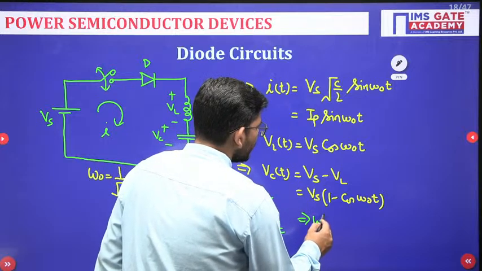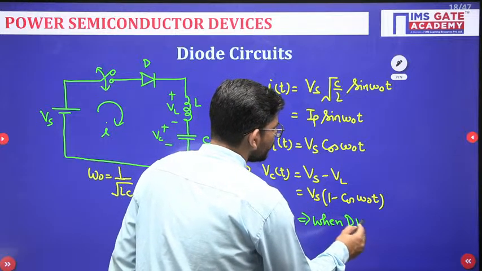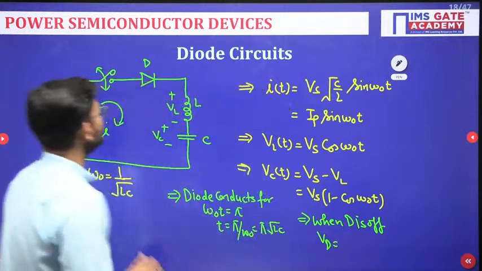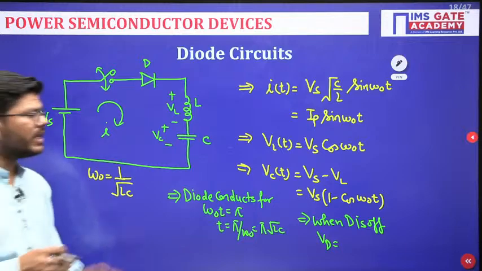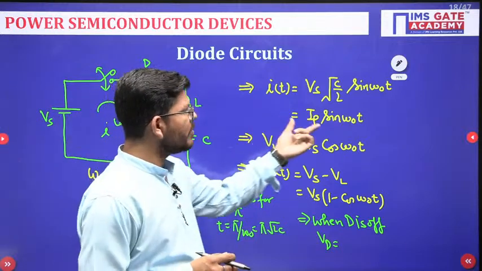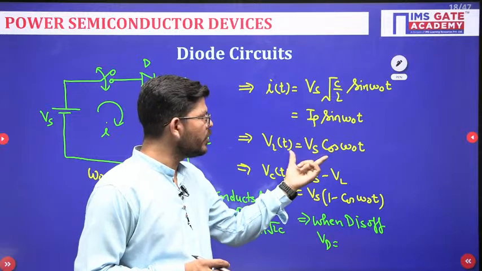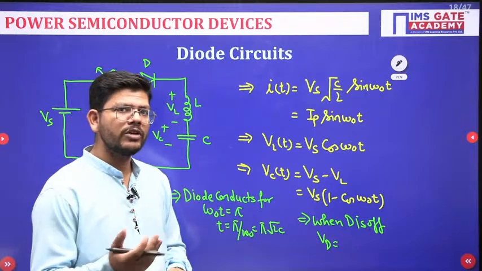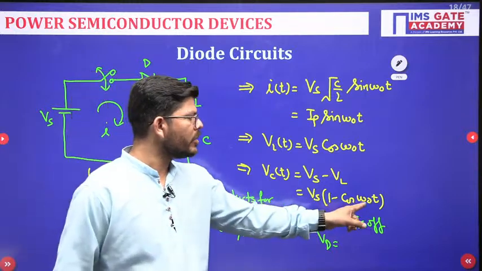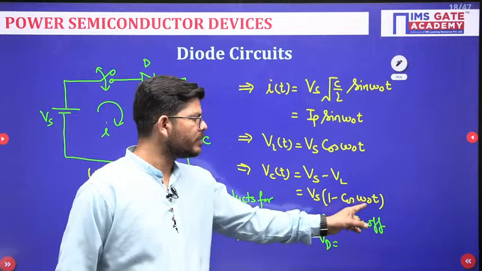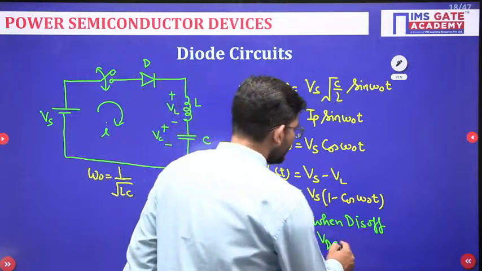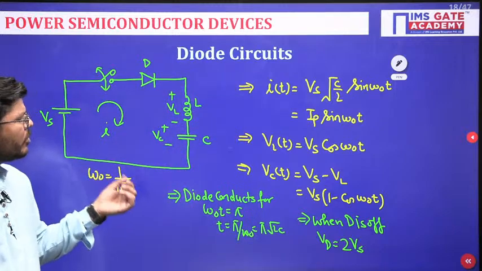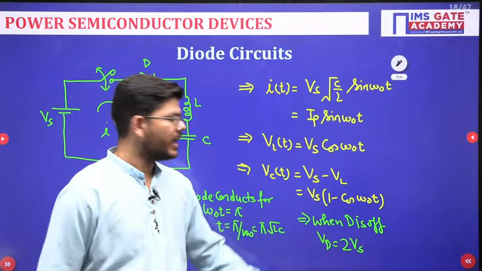Now when the diode is off, what is the diode voltage? When the diode is on, the diode voltage will be 0. When the diode is off, it will not be carrying any current. If there is no current, there is no inductor voltage. This will happen after omega naught t equal to pi. So what will be the capacitor voltage? If you put omega naught t equal to pi here, cos pi will be minus 1, and you will get 2 Vs.